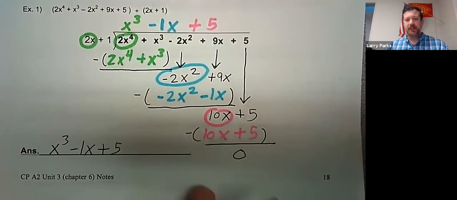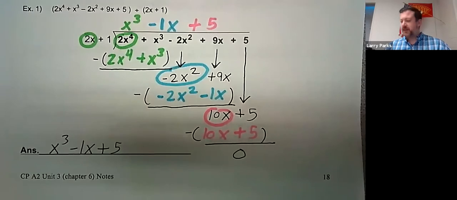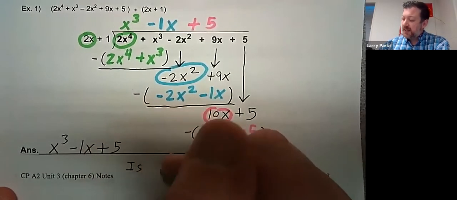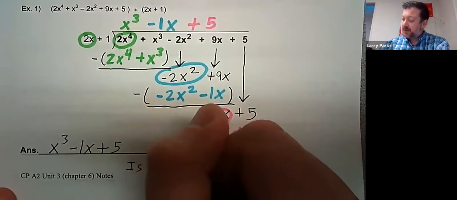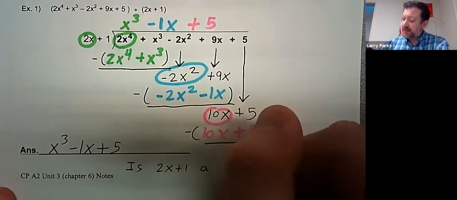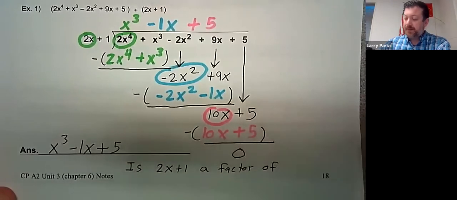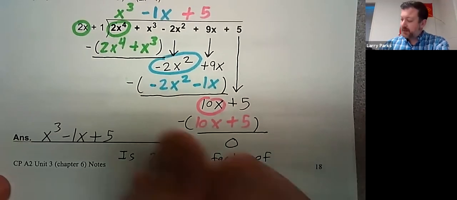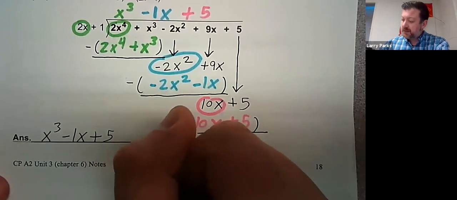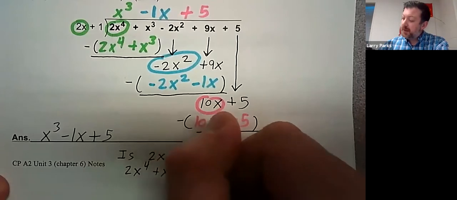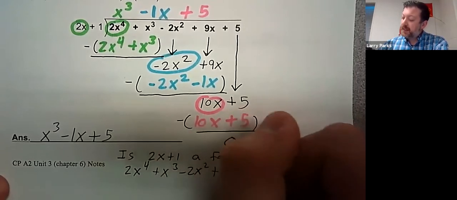Questions you might see, especially on, say, the district assessment, they might say, is 2x plus 1 a factor of 2x to the 4th plus x cubed minus 2x squared plus 9x plus 5?